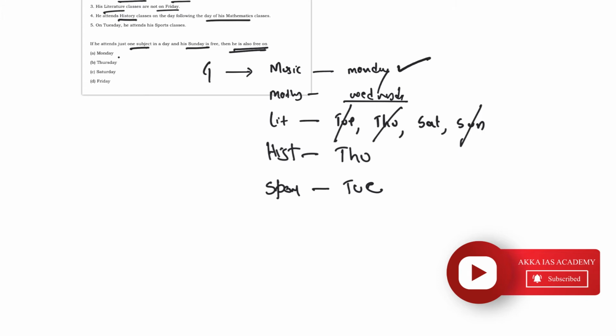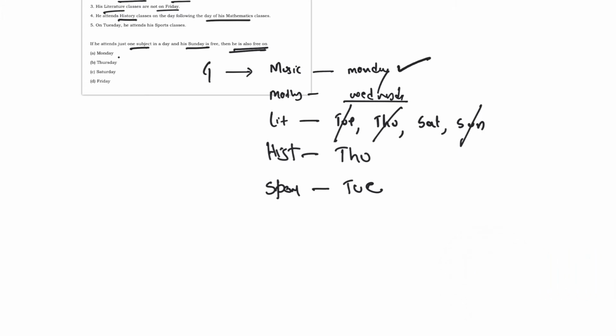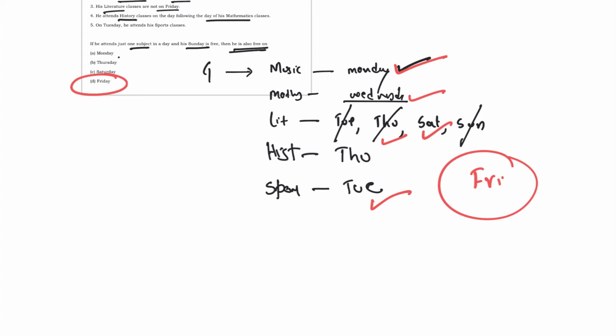Okay, the question asks on which day he is free other than the Sunday. Okay, so Monday is gone, and Tuesday is there, Wednesday is there, Thursday is there, then Friday is not there. Okay, so Friday is not there, and Saturday is there. Okay, Sunday is also there. So he is free on Friday here. Okay, option D is the right answer. So moving on to the next question.